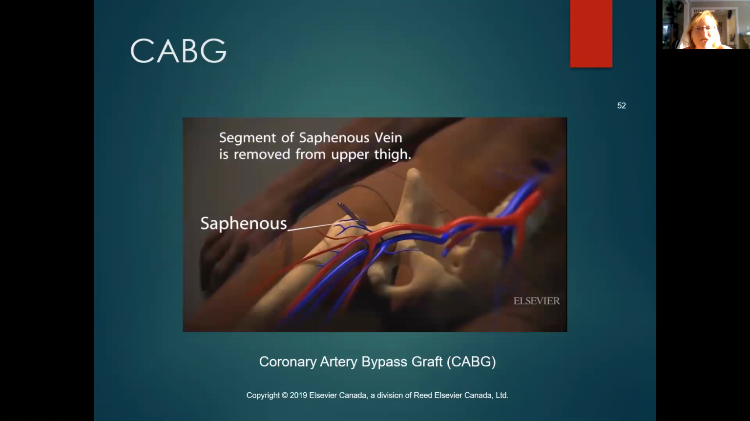Oh my gosh, look at this. So in a CABG, we see that a segment of that saphenous vein is removed from our upper thigh, and then we're going to place it in our heart and create that alternate pathway. It's quite a remarkable surgery. It's hard to believe that human beings have come up with this level of technology, but that we're able to do this and create that alternate pathway for blood circulation to nourish our heart.